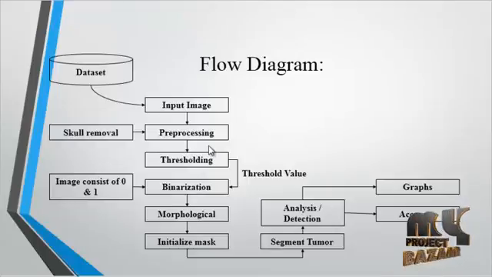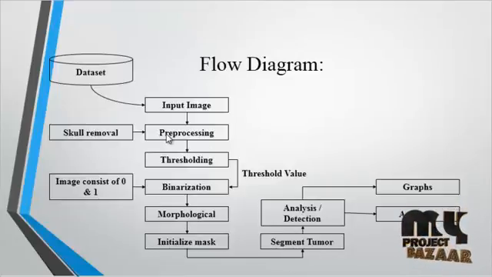In the pre-processing step, we have to do the skull stripping. The skull stripping is one of the most important processes in brain tumor segmentation, because first of all we have to extract the skull region present in the input MRI image, then only can we extract the tumor region from the other backgrounds.